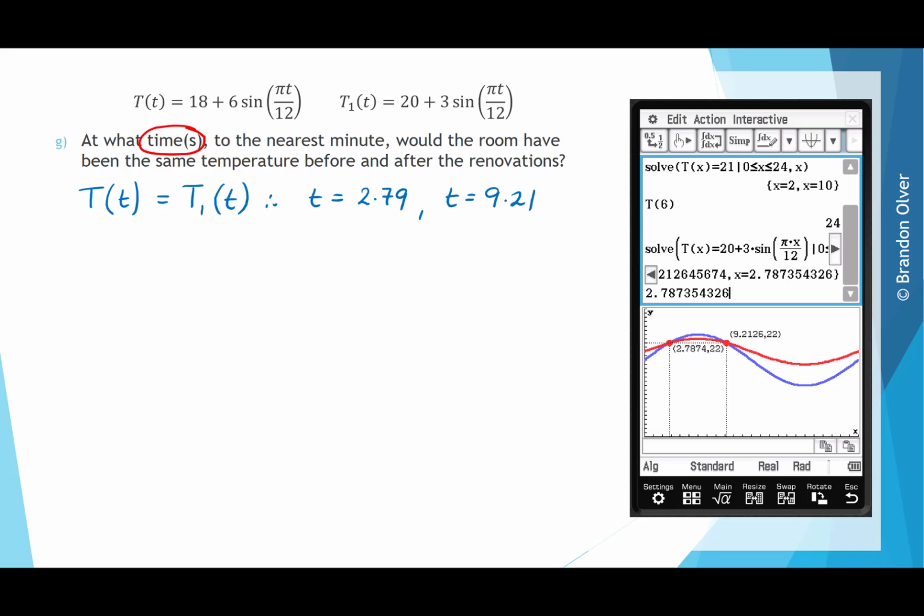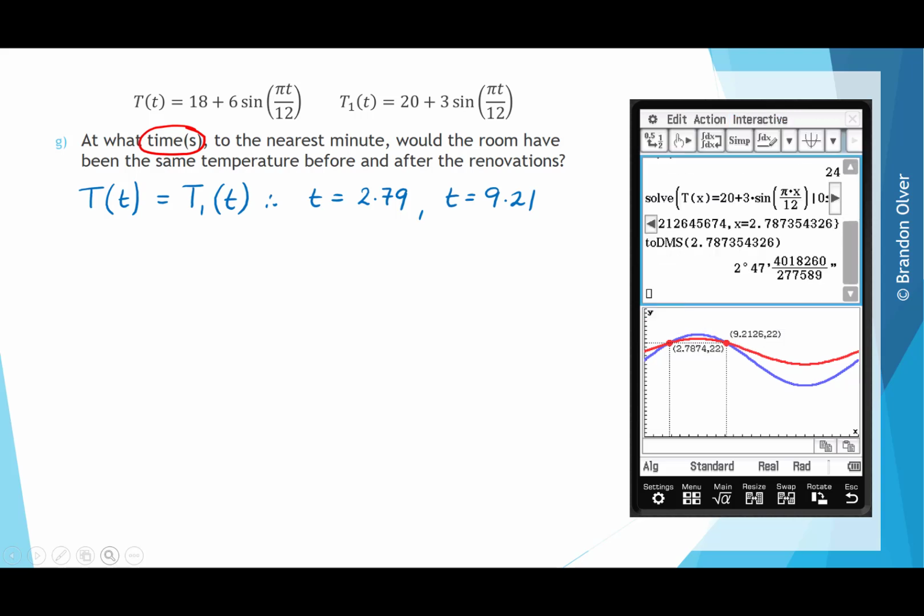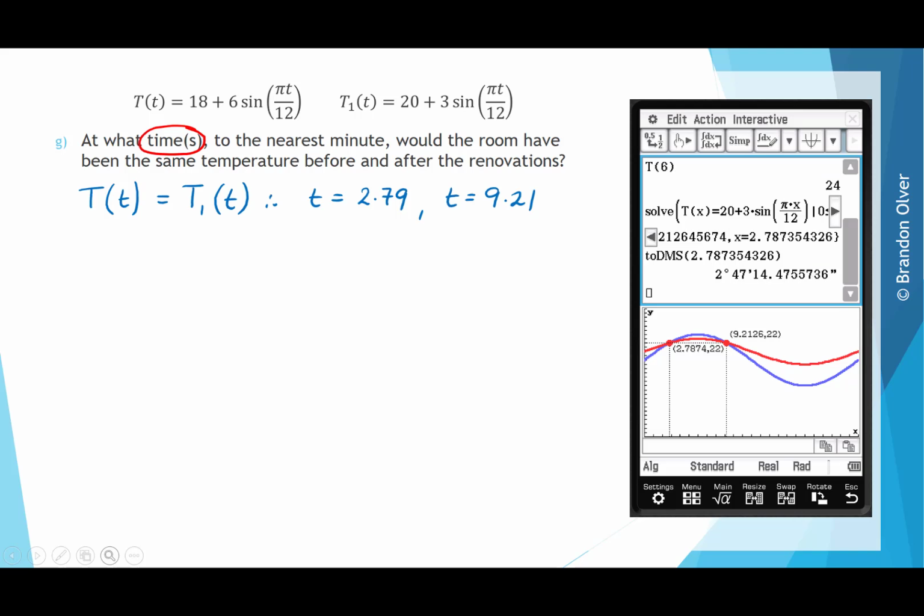So dragging down the 2.79 first, we can go interactive, transformation, DMS, which is degrees minutes seconds, which is the same as hours minutes seconds. And if we click 2 DMS, it will calculate it for us. Changing this to a decimal, we can see that it is 2 hours and 47 minutes and 14 seconds. So to the nearest minute, we're just going to have 2 hours and 47 minutes later.